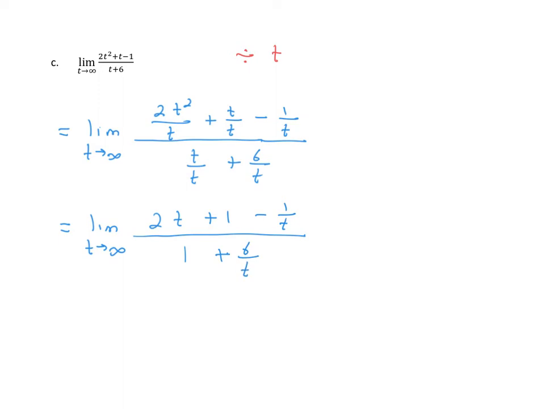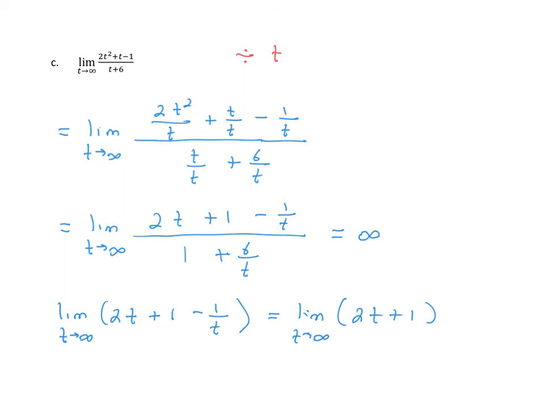Now, the observation to make is that in the denominator, I know this is going to approach 1, and that's not a problem. In the numerator, this goes to 0, this stays 1, but 2t approaches infinity. I'm going to state that the entire answer is positive infinity. And the reason why is that if you look at the numerator, the limit as t approaches infinity of 2t plus 1 minus 1 over t, that's the same thing as the limit as t approaches infinity of 2t plus 1, again, because this thing is going to go to 0 as t goes to infinity, and this thing is certainly going to positive infinity.